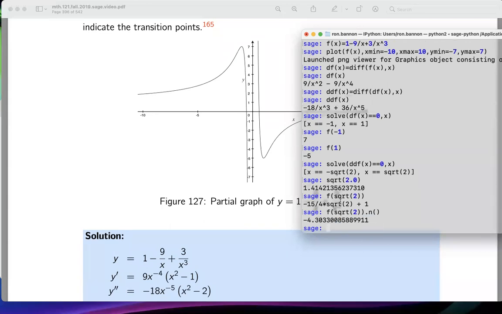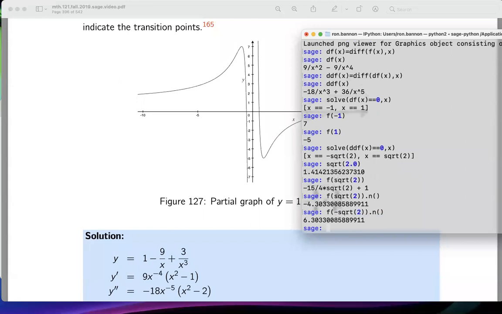And so it says -4 on the y. So square root of 2. And I'm getting a better idea now. So -4.3. So over here somewhere. That's a point of inflection right over here. Let's do that one now. So we get, and that's 6.3. And that's over here now, right up there.